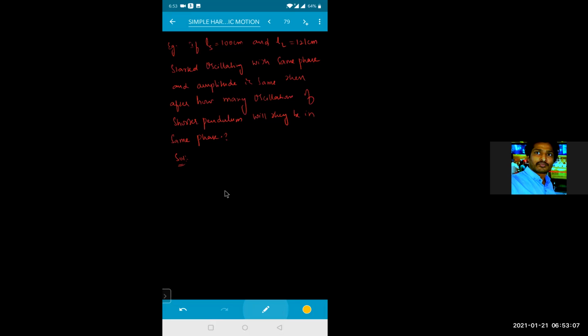Now read the question once again, beta. Length of the shorter pendulum is given. Length of longer pendulum is given. Started oscillating with the same phase and amplitude is same. Then after how many oscillations? And oscillations formula: oscillations of the shorter one divided by oscillation of your longer one will be equal to under root of what, beta? Length of your longer one divided by length of shorter one. So that is equals to under root of length of longer one is how much? 121 divided by shorter one is 100. That means this will become for me 11 by 10.